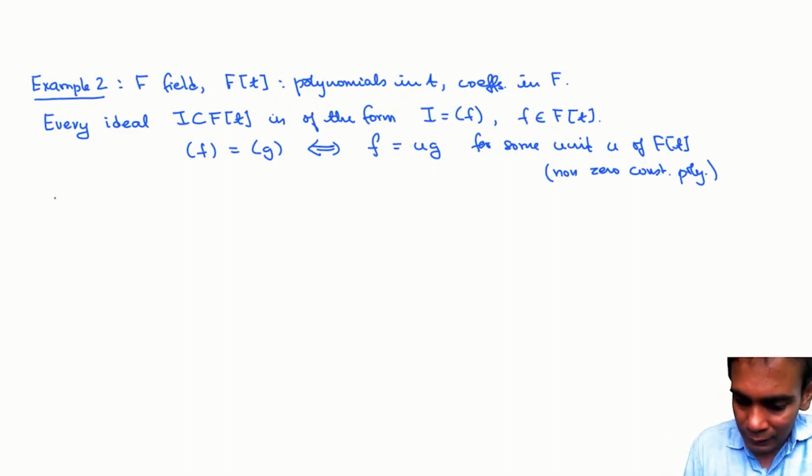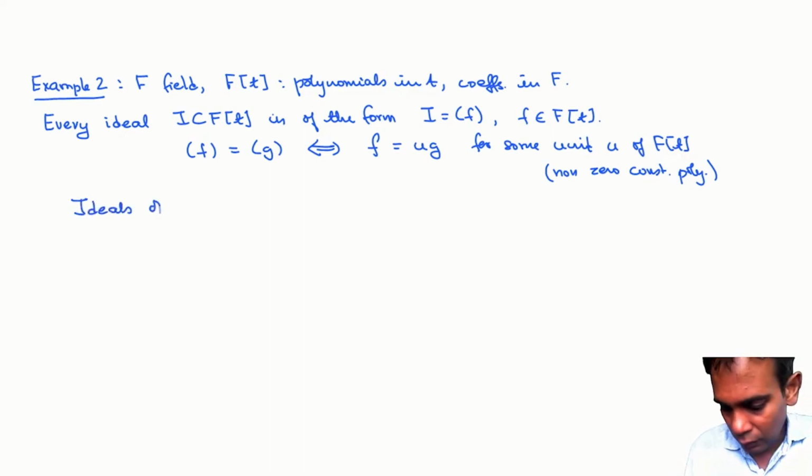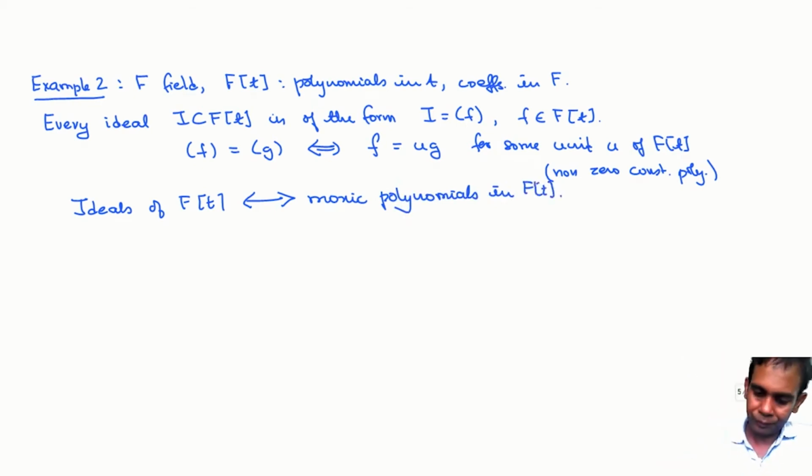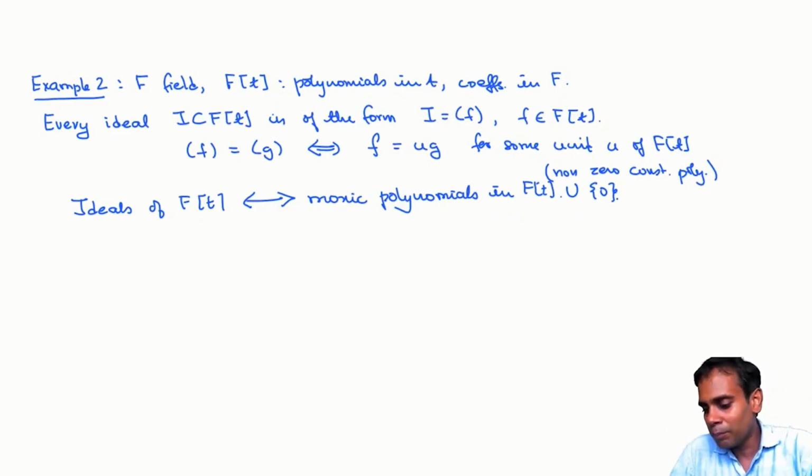So what we conclude is that ideals of F[t] are in bijection with monic polynomials in F[t]. So every ideal is generated by a monic polynomial and that monic polynomial is unique. There's another ideal that we have, which is the zero ideal. There's also the zero ideal which is generated by 0, which is technically not a monic polynomial. This is the only polynomial which doesn't have a leading term at all because it has no terms. So there's this one more extra ideal.